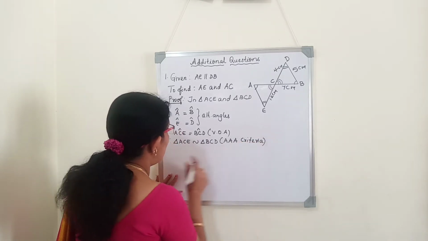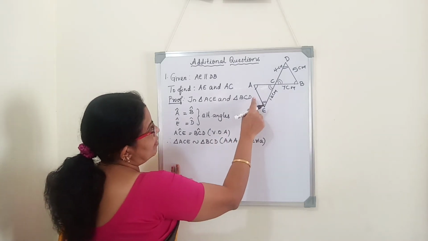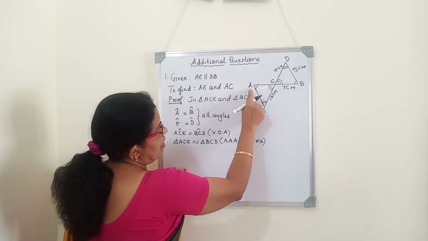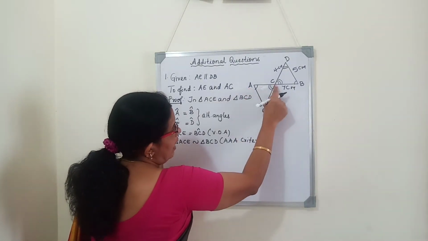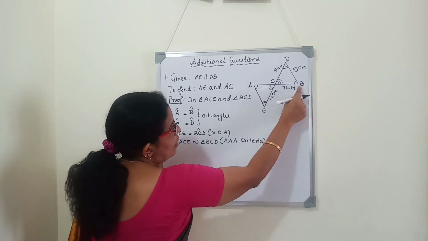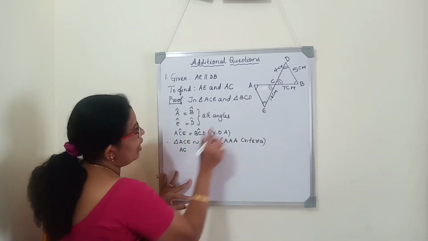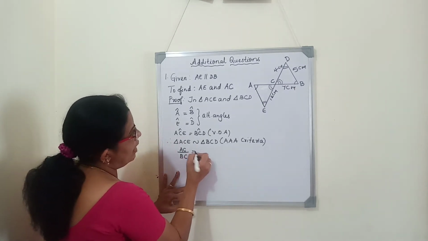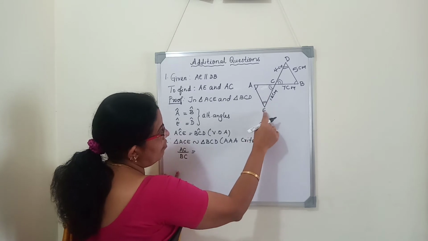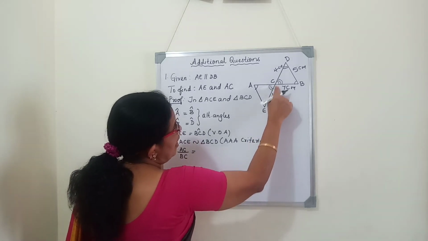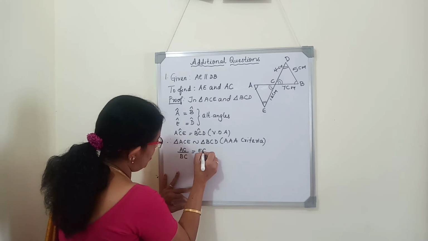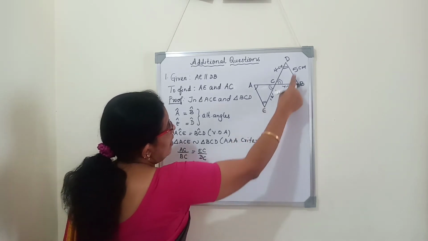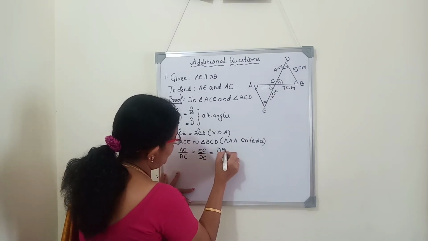Now we will write the corresponding sides. When you write the corresponding sides, we will start from the corresponding angles. We can start from A. If you start from A, AC when you write, angle A is equal to angle B. So we will write the ratio AC by BC equals, next in this triangle, we will start from E, EC, then we will write DC. EC by DC. And the third side which is left over is AE and DB. AE by DB.